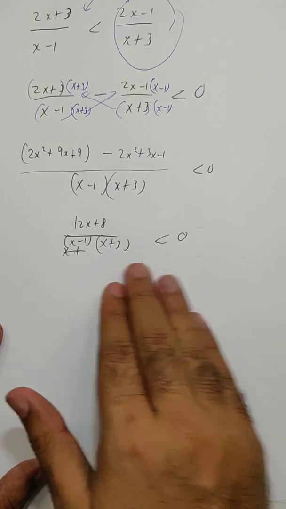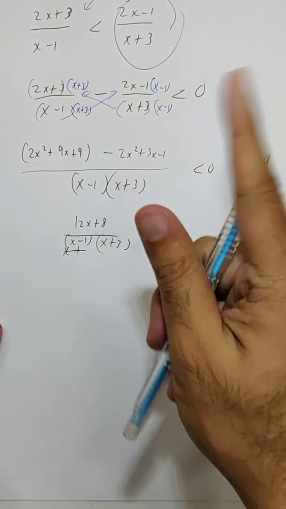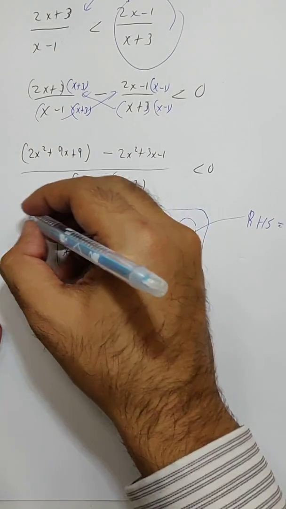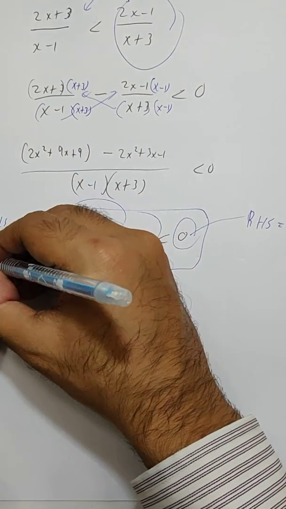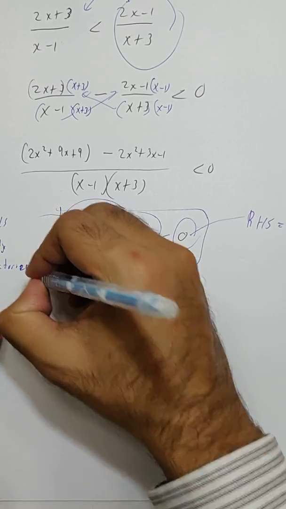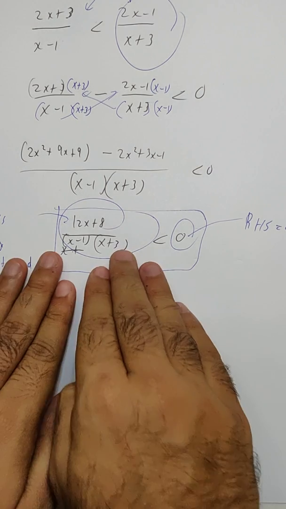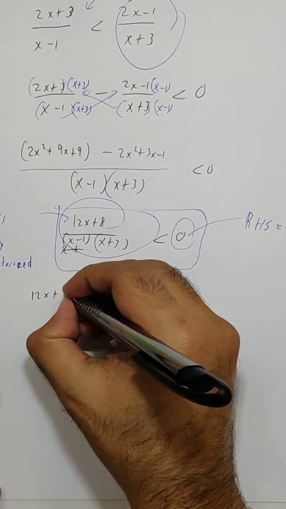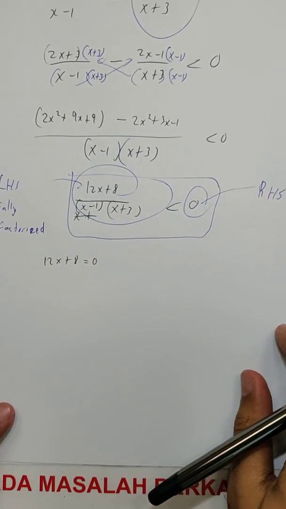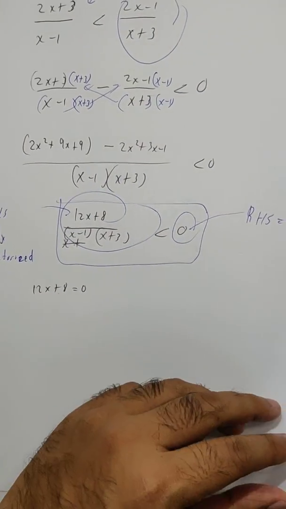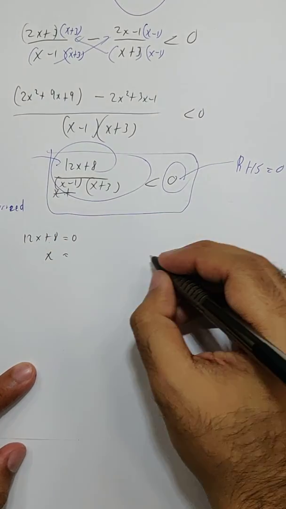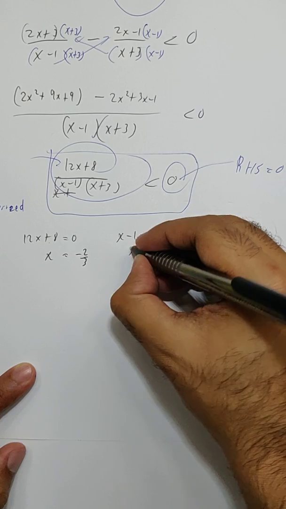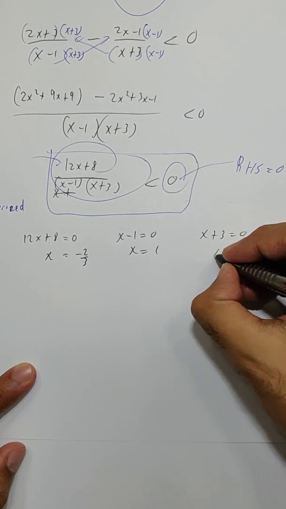Okay, why is this one a standard form? The right-hand side equals 0, the left-hand side fully factorized. Are you guys okay? So for this one here, how do we solve it? 12x + 8 equals 0. So what is x? Negative 2 over 3. What else? x minus 1 equals 0, so x is 1. x plus 3 equals 0.